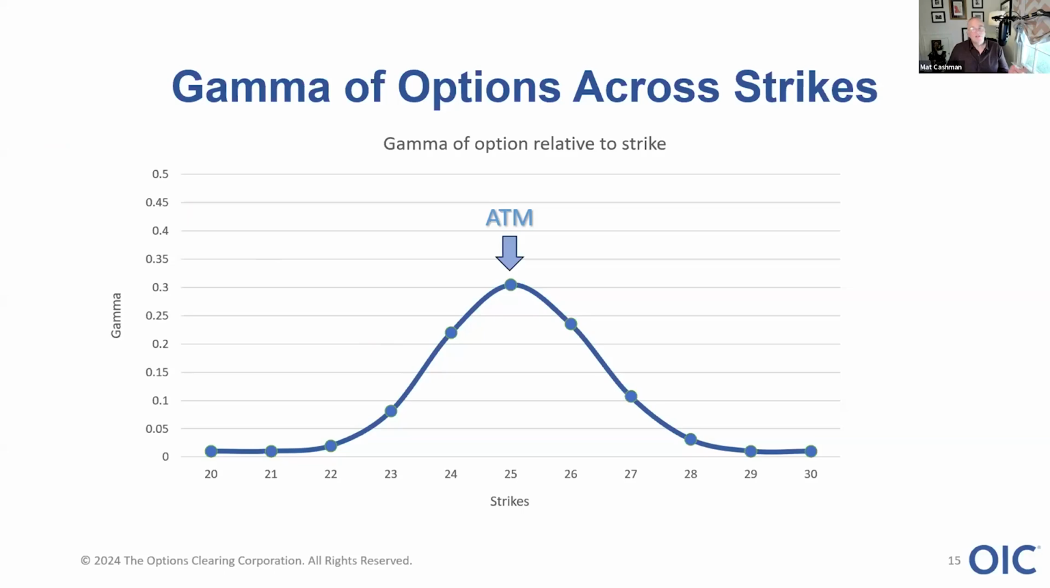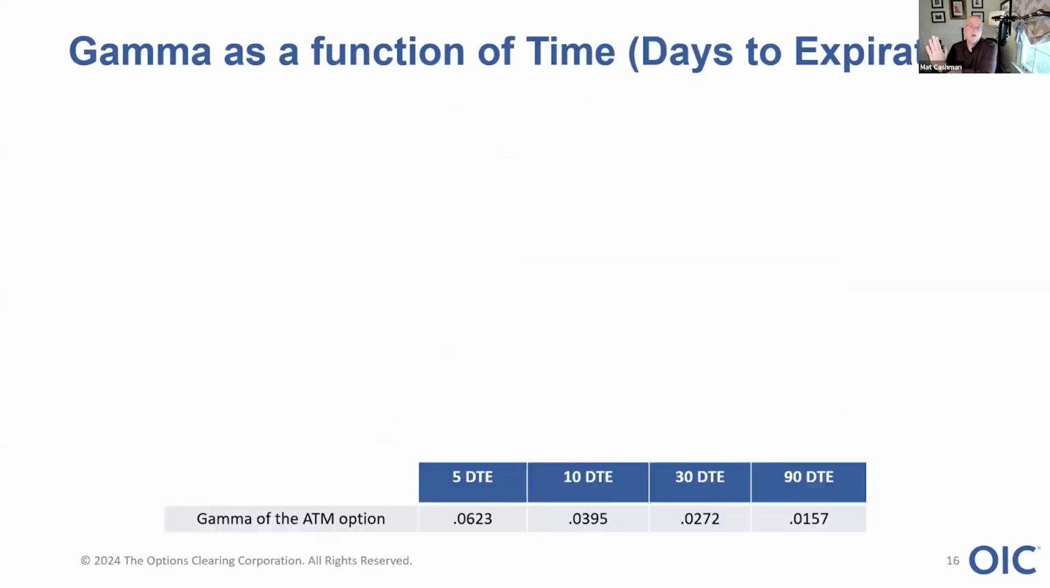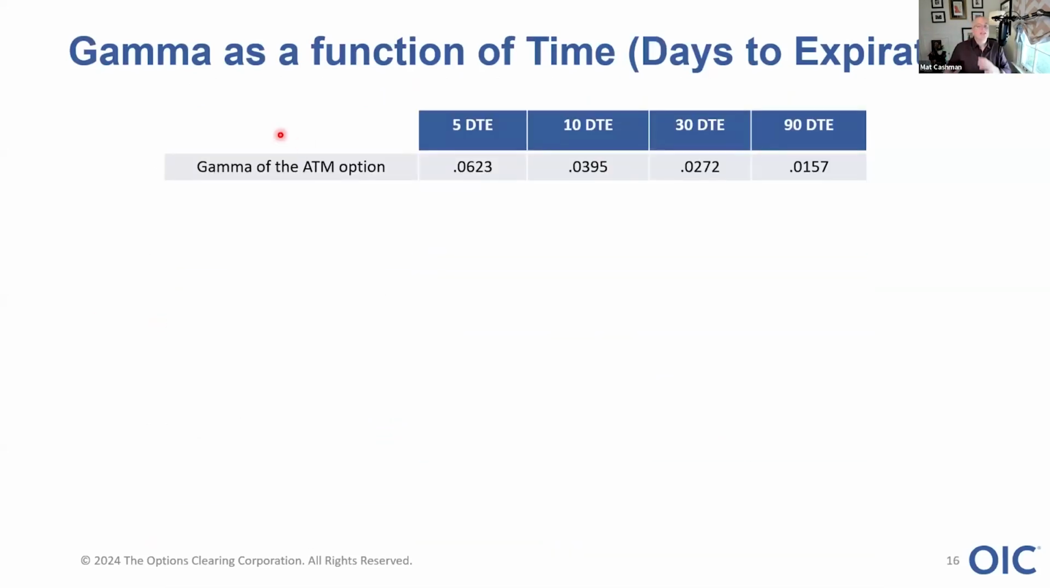Let's talk about gamma as a function of time. I just showed you gamma as a function of strike. So this tells you all of the gamma is basically in the at the money option. Regardless of where you are in the duration curve, the at the money option versus those out of the money options is going to have the most gamma. Let's talk about it in terms of duration, how far out on the curve you go. In this case, we're talking about the gamma of the at the money option.